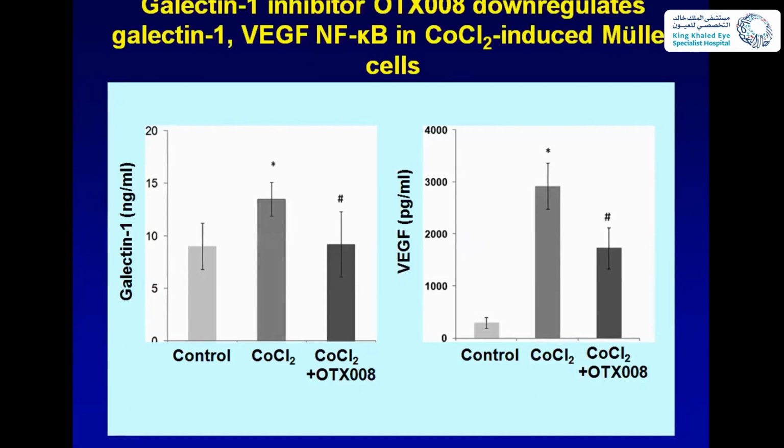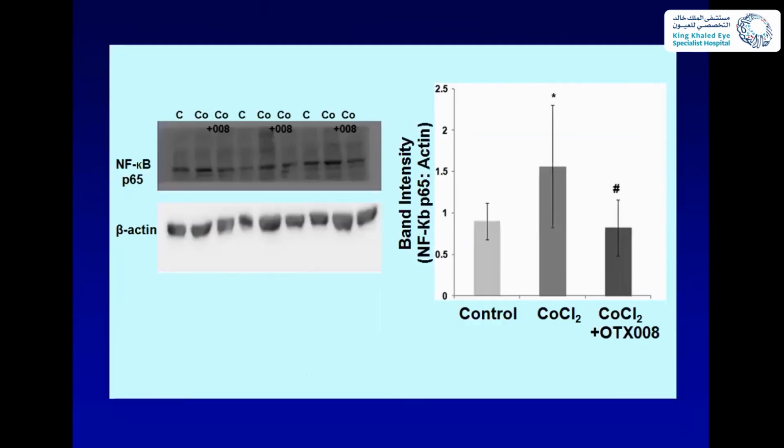Of course, if you can see galectin 1 in the Muller cells, the galectin level is increased. And here NF kappa B, we have seen that in the retinal Muller cell treated with cobalt chloride, the central inflammatory molecule NF kappa B level is also increased, and also when treated with cobalt chloride plus galectin 1 inhibitor. It means that directly or indirectly, galectin is going to play a role in inflammation.